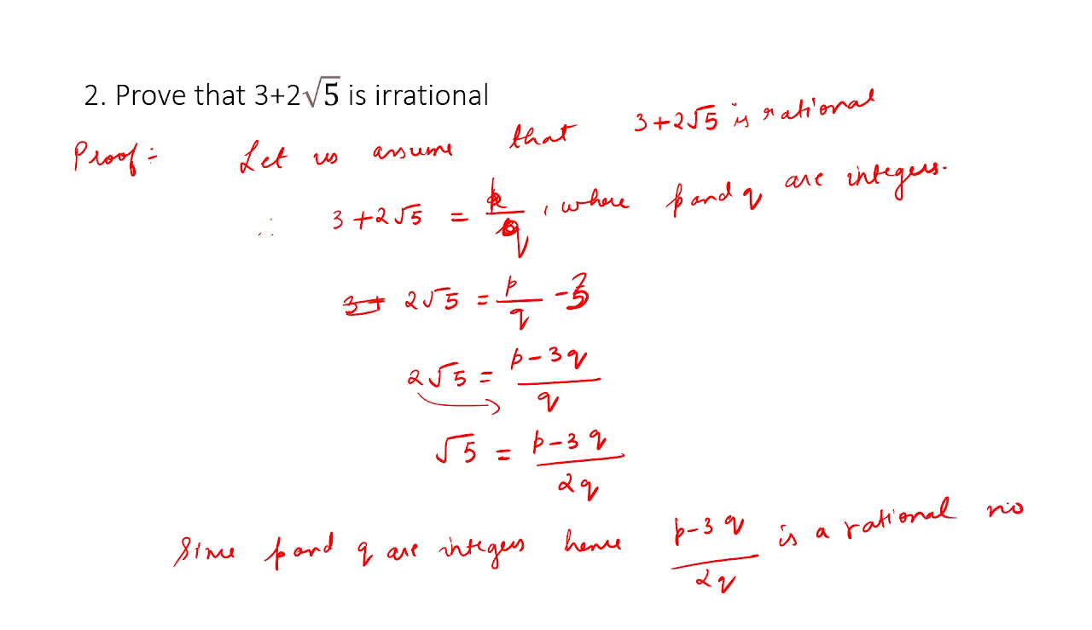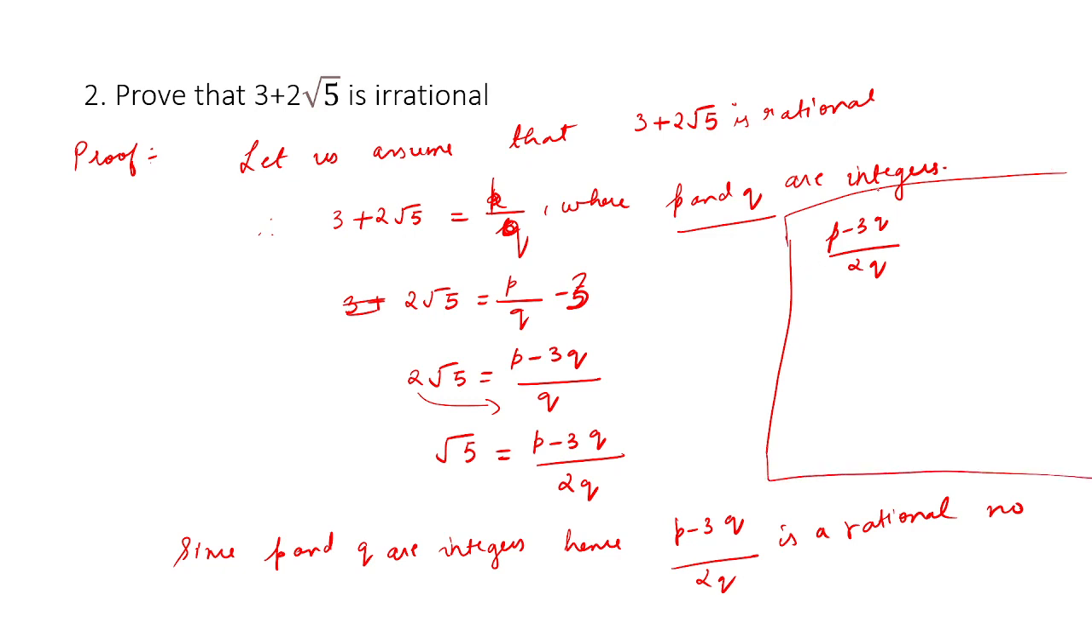You just take an example of p minus 3q by 2q. We have written that p and q are integers. This is homework you'll have to think about on your own. I'll not be explaining why, but I'll give you a hint: p and q are integers, so you substitute p and q as some integers.